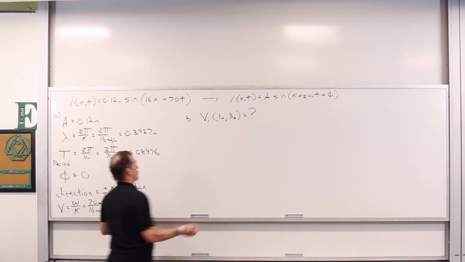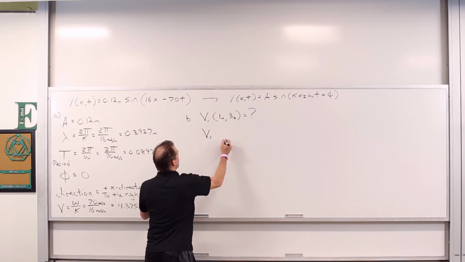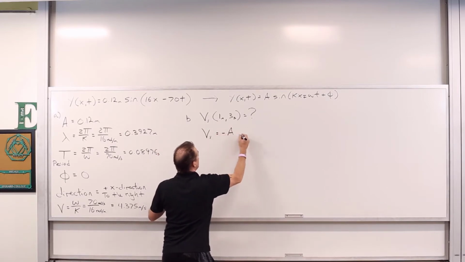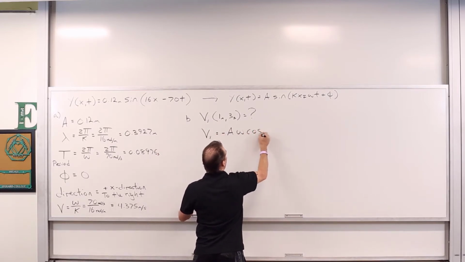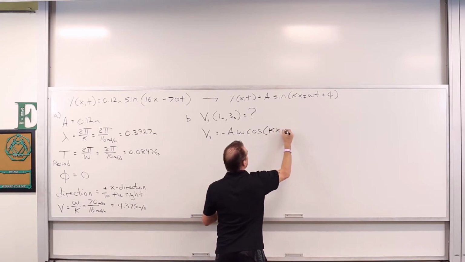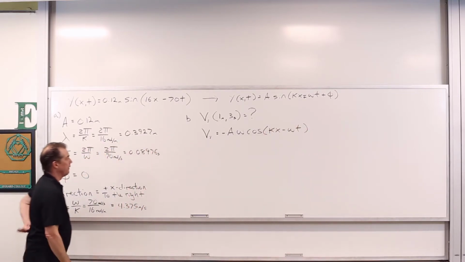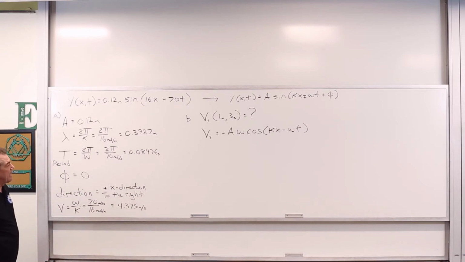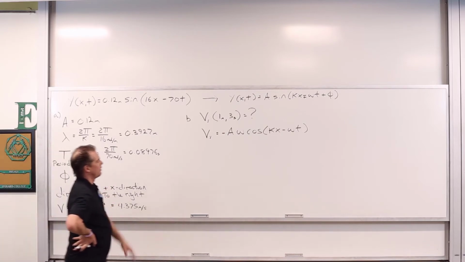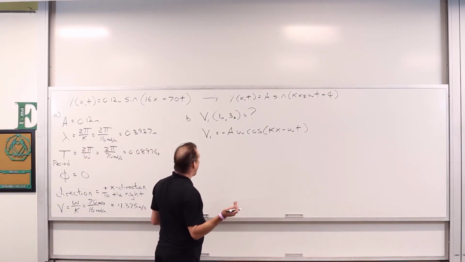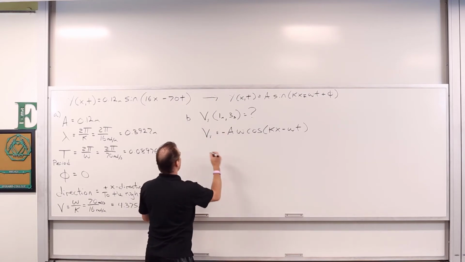Well, we got a function that describes the transverse velocity of a wave traveling to the right, and that is negative a omega times the cosine of kx minus omega t. Phi is equal to 0 here, so just leave it out. So we've got this. We know what a omega is. We know what k and omega are. We'll just evaluate this at 1, 3. So we'll go ahead and do this.